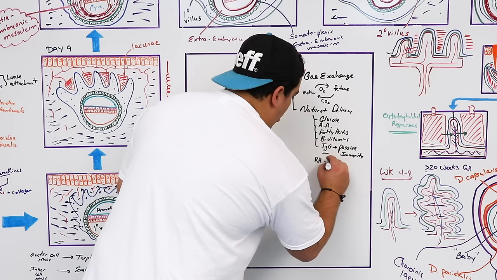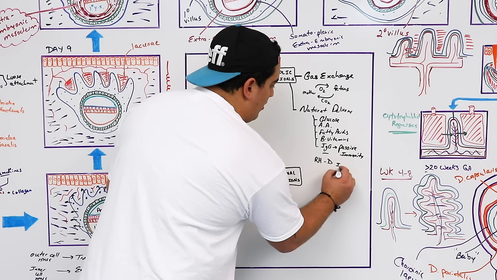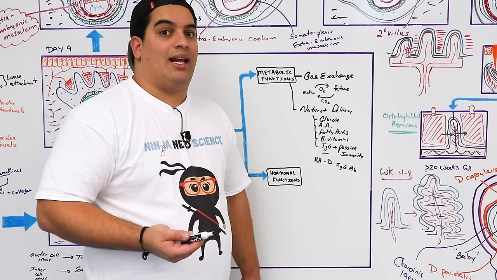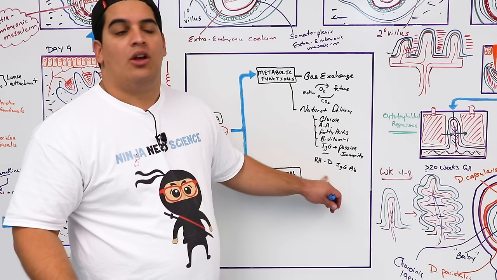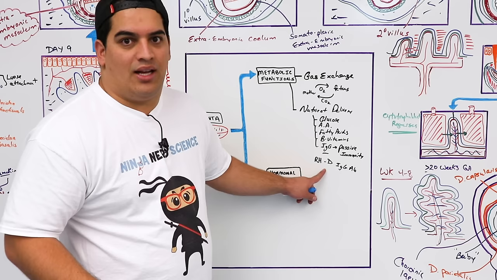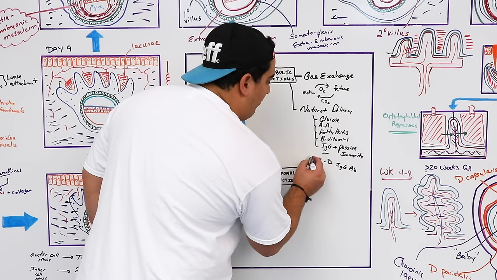If the mother makes these Rhd immunoglobulin IgG antibodies because she's Rh negative and then had a baby previously who was Rh positive, or she had a spontaneous abortion of a baby that was Rh positive, the mother produces antibodies against those red blood cells that are Rh antigen positive and can cause destruction. So this is a really very dangerous one that you have to be careful with.